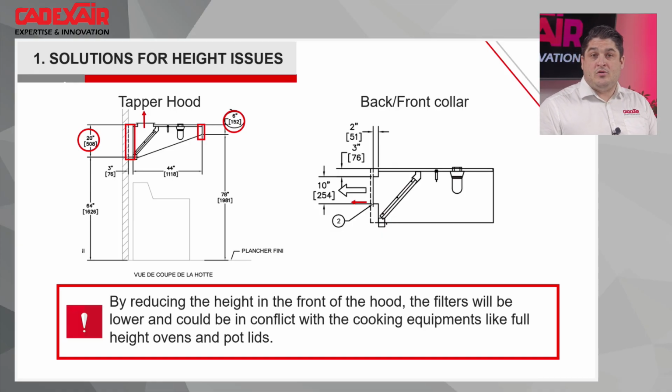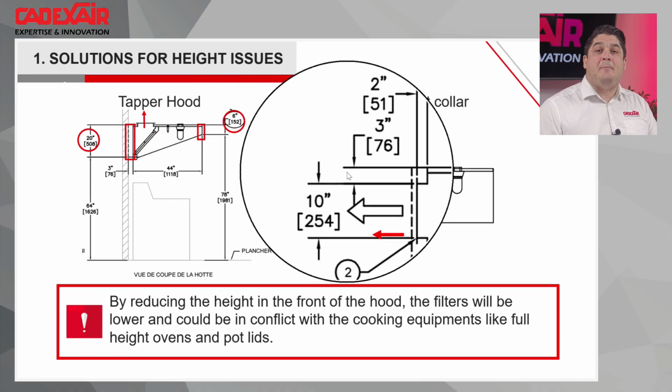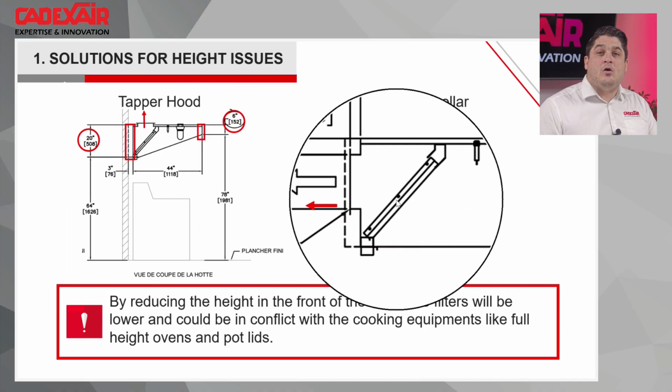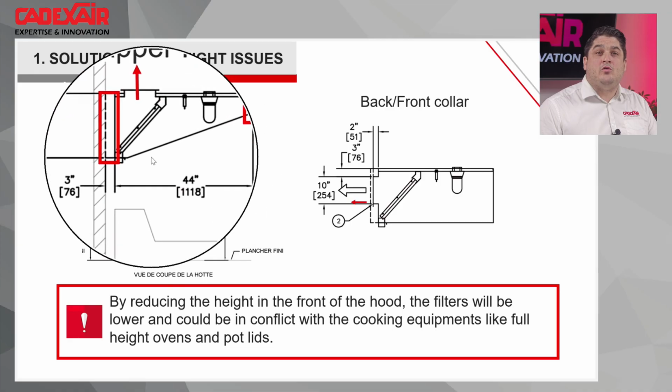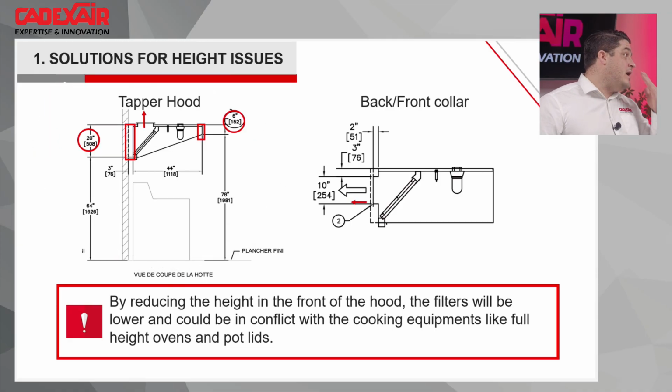And also really important, if you go with that type of solution, the filter inside of the hood will simply be lower and lower. So if you have a big combi oven, in your case it's a half section, you will not have any problem with that. Or if you have a kettle with a big lid, you need to double check to be sure there is no mechanical conflict between both of them.